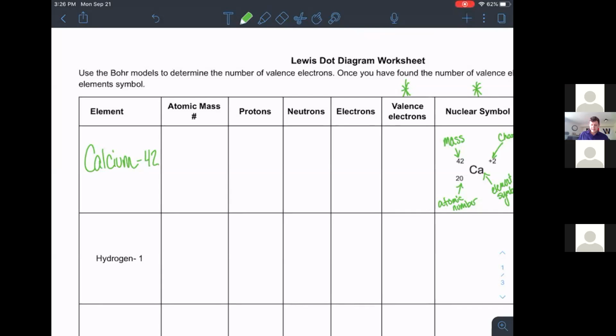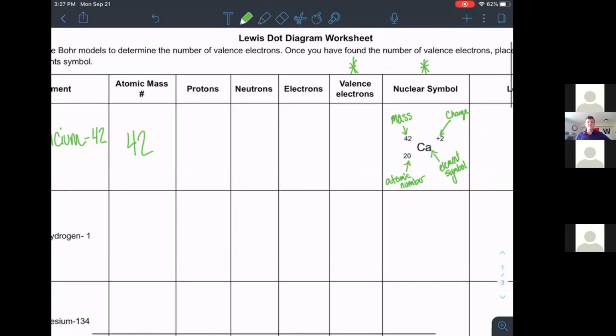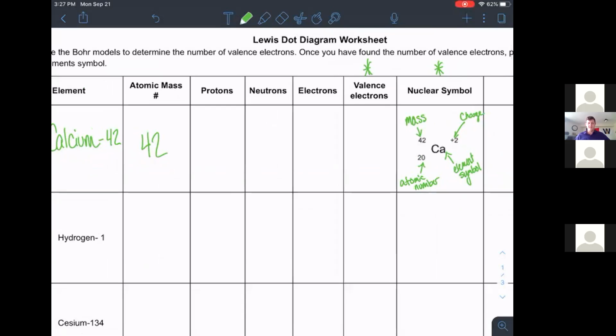And then we need the atomic number. And remind me, what's that number? 42. Perfect. Not too bad. And can you remind me the number of protons? How do we find the number of protons?